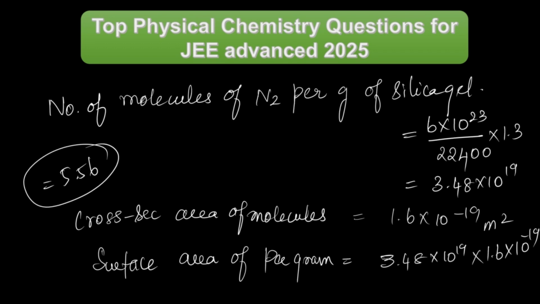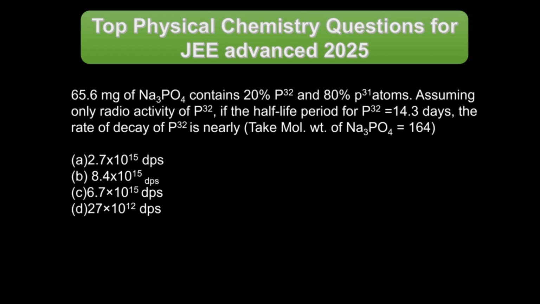Okay, cool. The next question: 65.6 milligram of sodium phosphate contains 20% of phosphorus 32 and 80% of phosphorus 31 atoms. Assuming only radioactivity of phosphorus 32, if the half-life period of the isotope is 14.3 days, the rate of decay of phosphorus 32 they are asking.